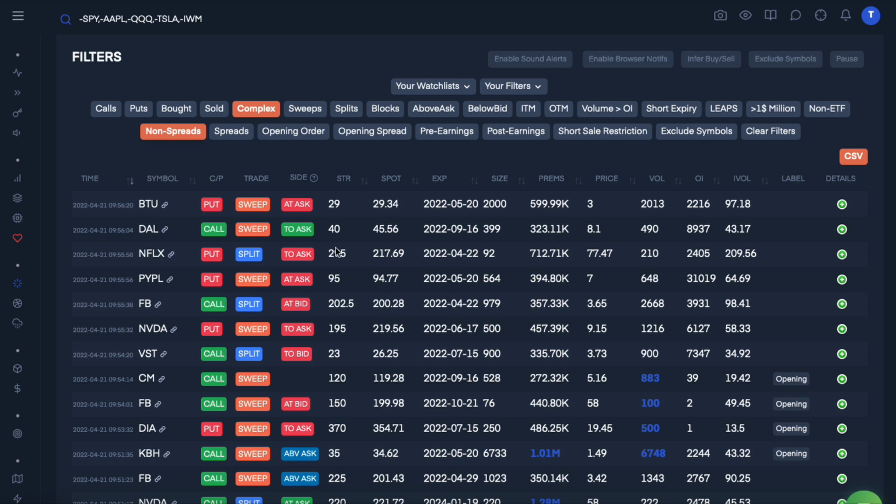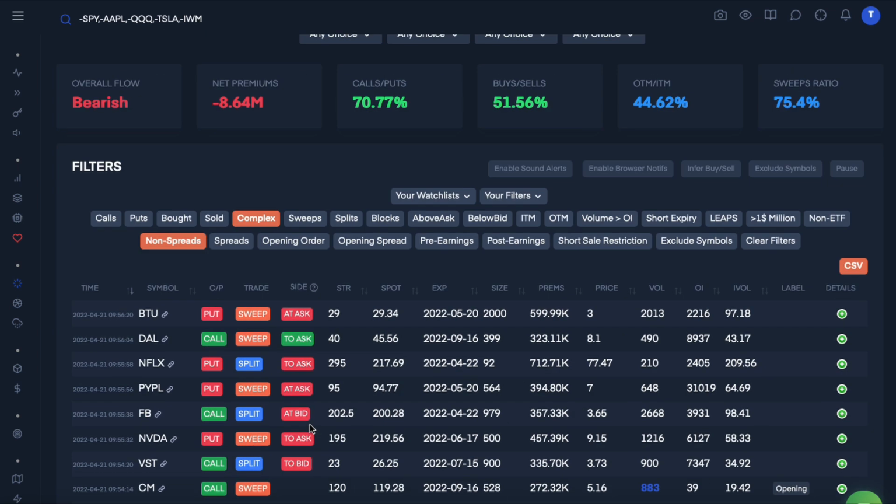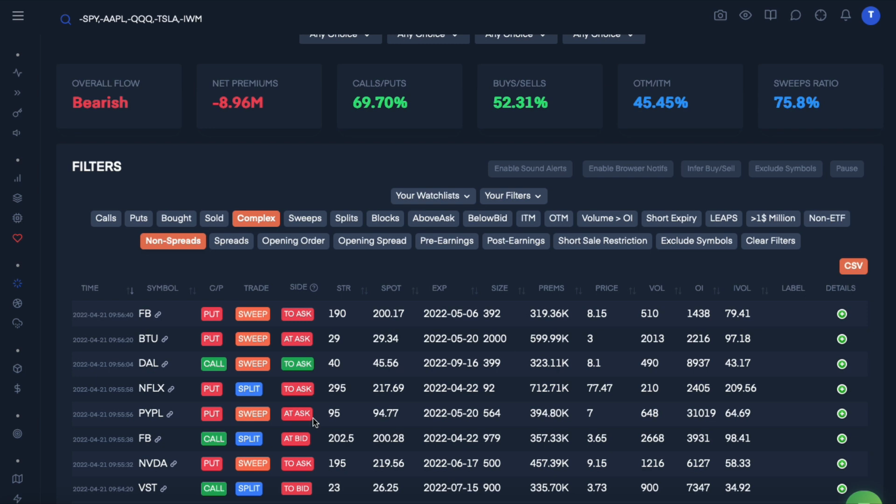Airlines are getting some bullish flow now, but there was a lot of bearish flow before, as we saw. So I'm going to do this for four more minutes, and then I'll stop.